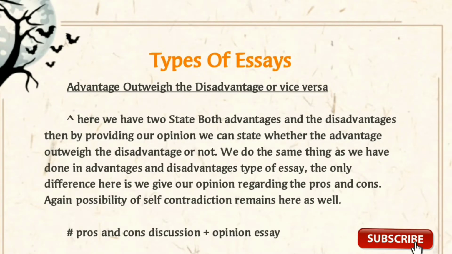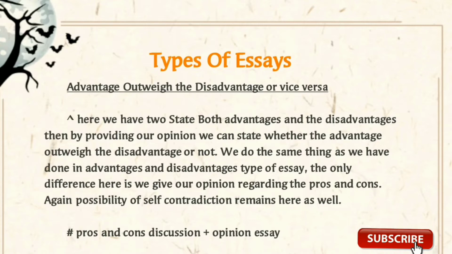Now, in the subcategory of advantage and disadvantage essay that we already mentioned, they ask a question like, do you think the advantages outweigh the disadvantages, or vice versa? So, here we have to state both advantages and disadvantages as we already did in the previous type. And then we have to provide our opinion. Then, by providing our opinion, we can state whether the advantages outweigh or outnumber the disadvantages or not.